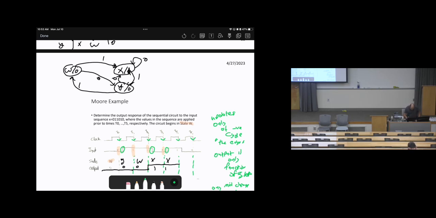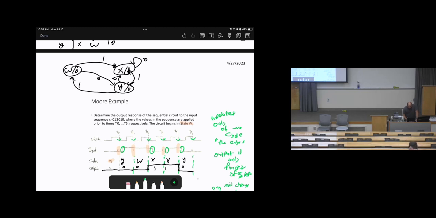Now at this update, the input is 1. We are at X. The input is 1, so we will go to Y. The output of Y is 0. So the next cycle will be Y, and the output is 0. Again, there is a middle cycle change, but it doesn't matter. This will not affect anything because the output is only a function of states.